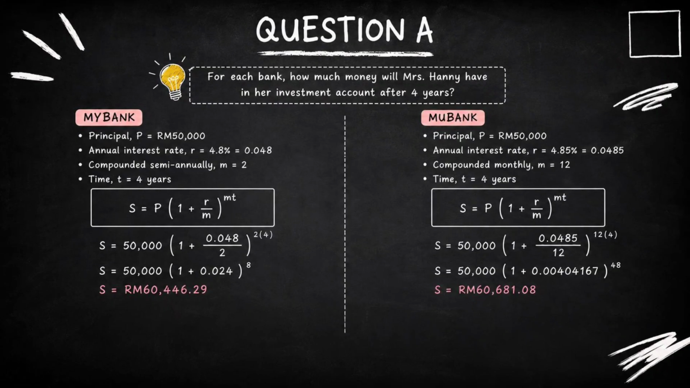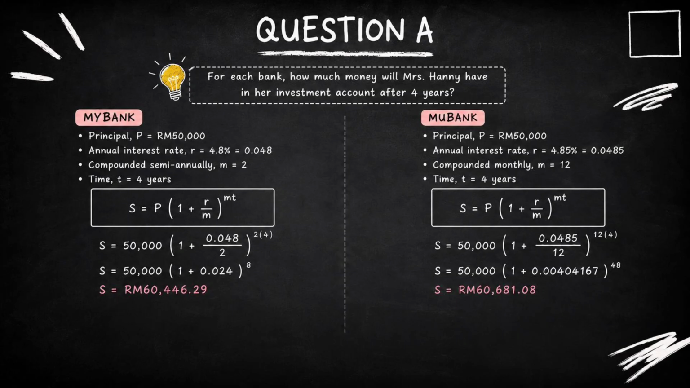Part A, future value for each bank. To calculate the future value, we use the compound interest formula, where S represents the future value, P is the principal amount, I is the annual interest rate, M is the number of compounding periods per year, and T is the investment period in years.